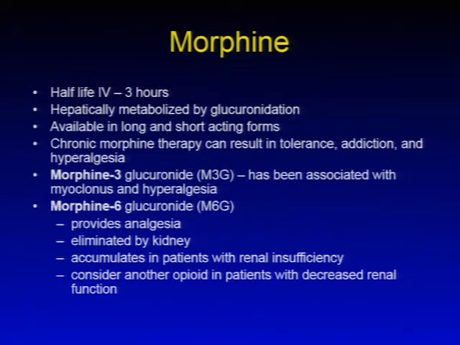Morphine is the prototypical opioid. Its half-life IV is 3 hours. It's hepatically metabolized by glucuronidation. It's available in PO forms and short and long-acting. Chronic morphine therapy can result in tolerance, addiction, and hyperalgesia.